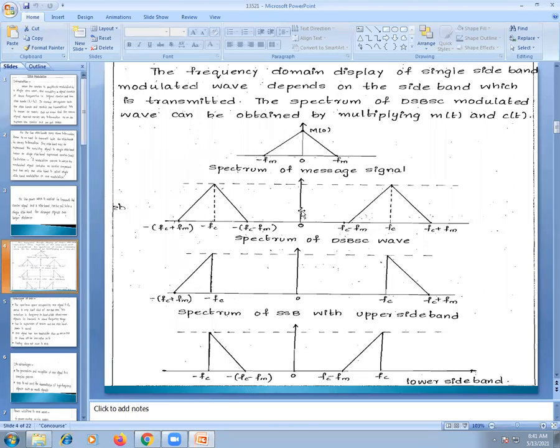So you know how you can generate a double sideband suppressed carrier signal? By using a balanced modulator. By using a balanced modulator, the double sideband suppressed carrier signal is generated. Okay, now when the third spectrum is observed, in the third spectrum the upper sideband is there, that is fc to fc plus fm, or minus fc to minus fc plus fm. On the positive side, fc to fc plus fm; on the negative side, minus fc to minus fc plus fm. So this is the upper sideband spectral component.